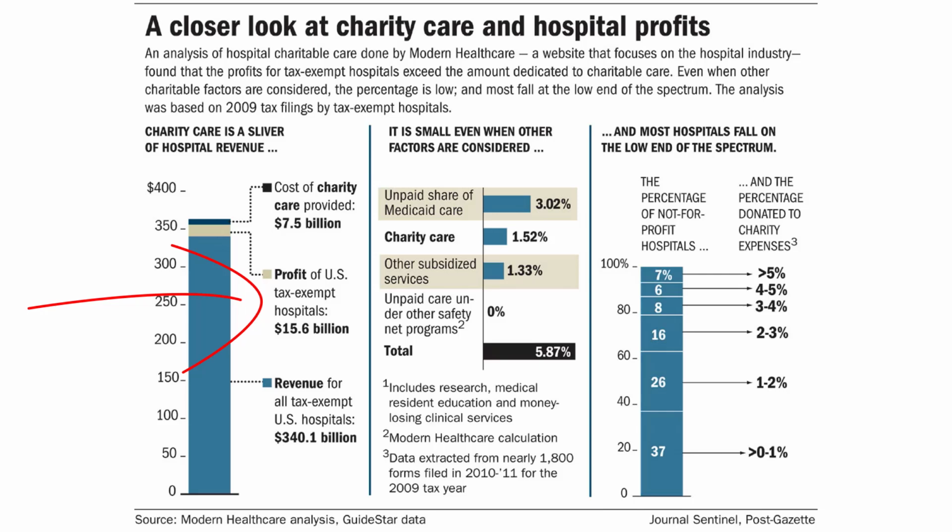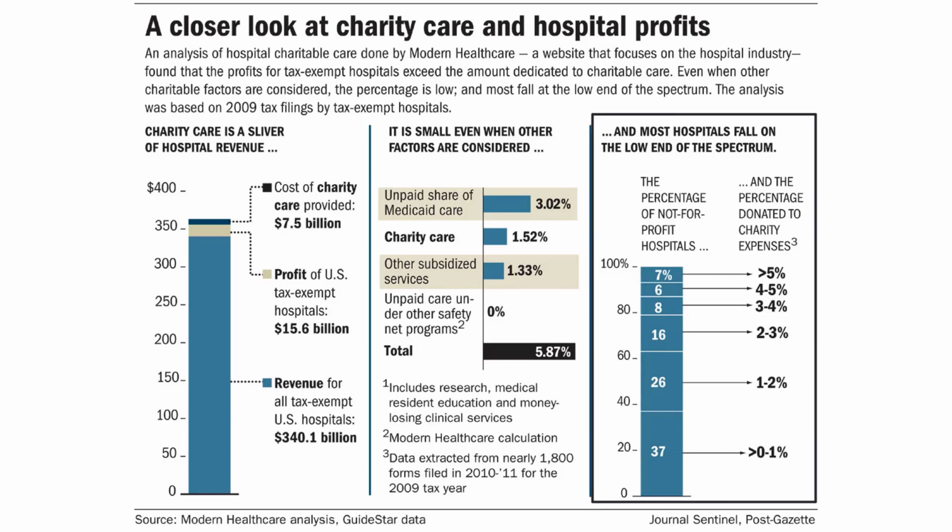Of that, the hospitals were given $15.6 billion in tax exemptions to be not-for-profit hospitals. How much did they really spend in total for charity? $7.5 billion. It's small even when other factors are considered, such as Medicare, Medicaid, charity, etc. And most hospitals fall in the low end of the spectrum in providing charity care and health care for the poor.